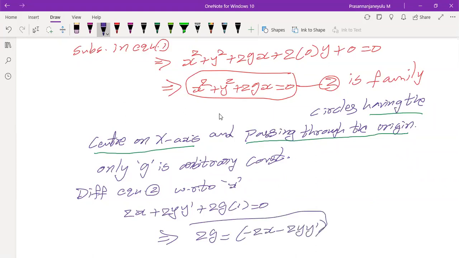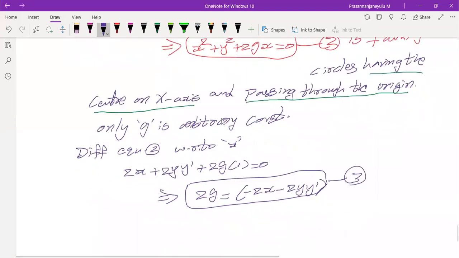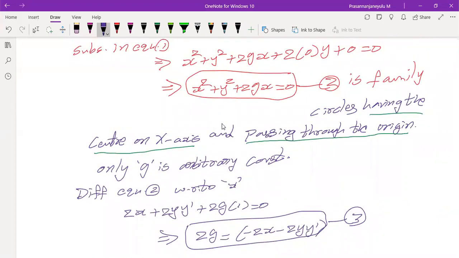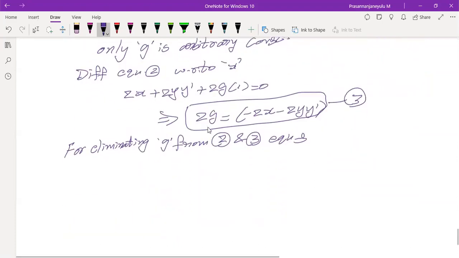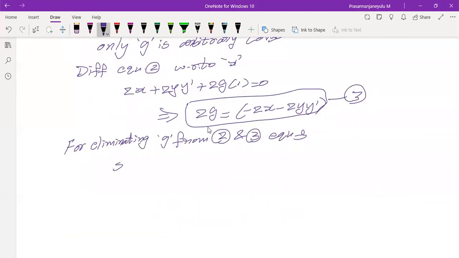Can I substitute it in equation number 1? Actually, this is equation 3. From equations 2 and 3, we have to eliminate g. I'm not writing everything. Substitute it. Otherwise, for eliminating g from equations 2 and 3, what do we have to do? Substitute 3 into 2.